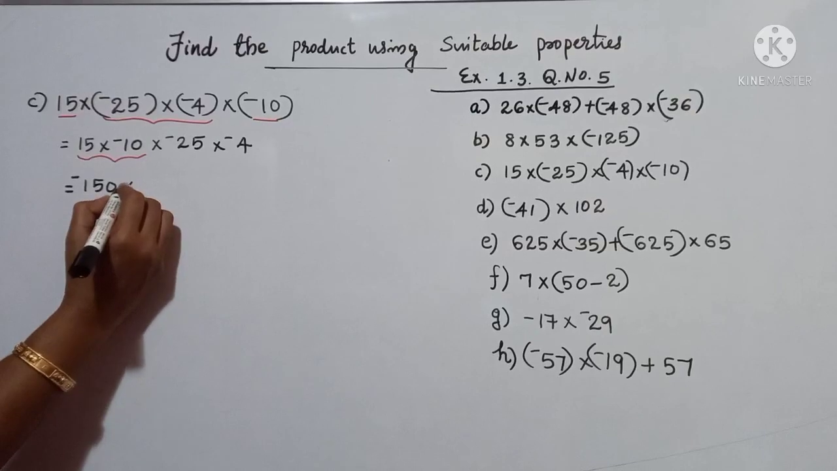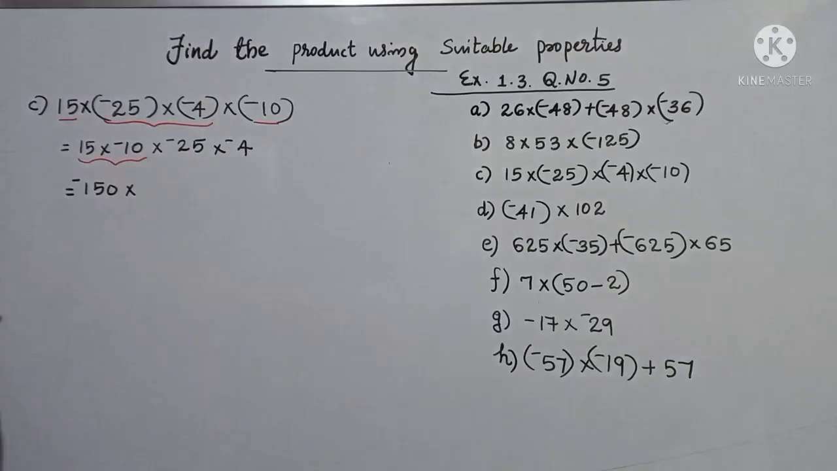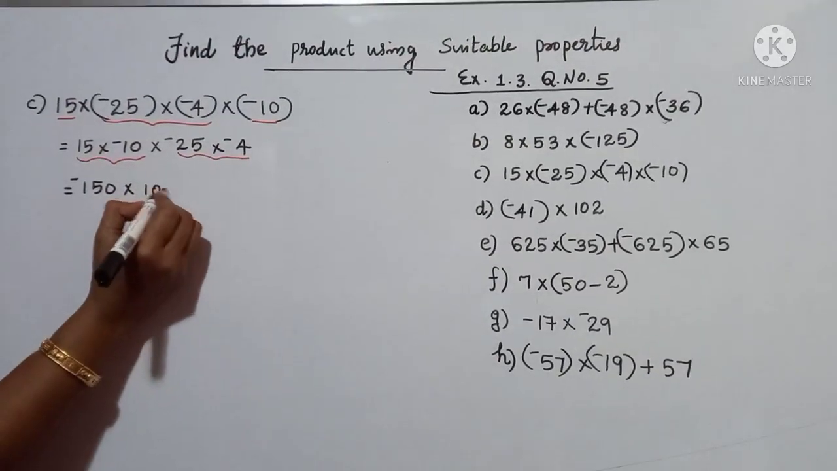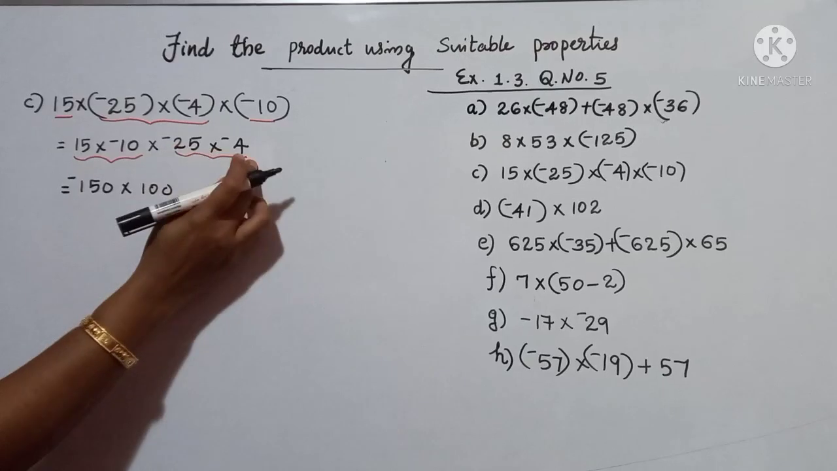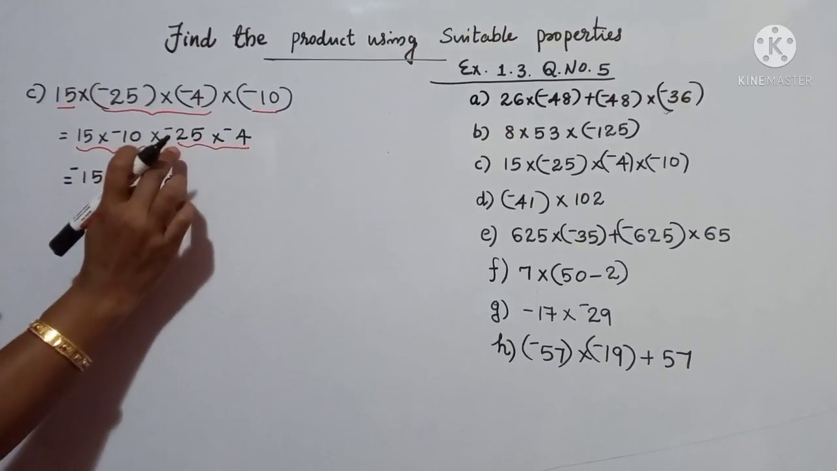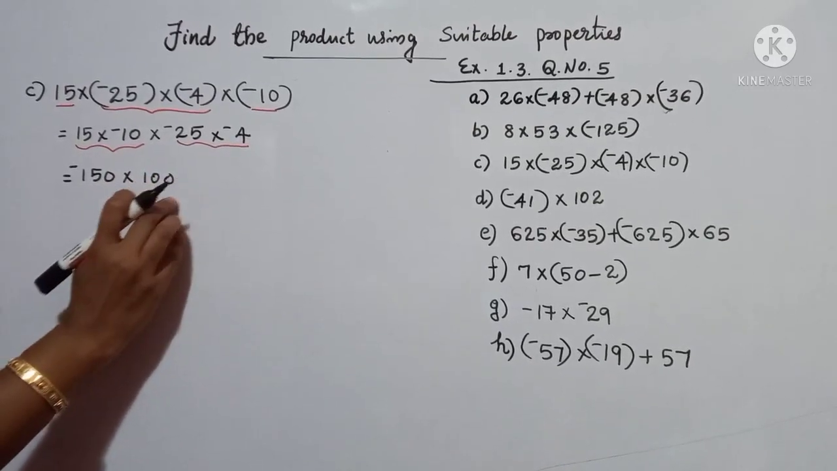Then into, here you look, minus 25 into minus 4. We know 25 into 4. What is 25 into 4? 100. Both are negative. The product of two negative integers is a positive integer, so 100 itself. Since both are negative, when multiplied we get a positive number.